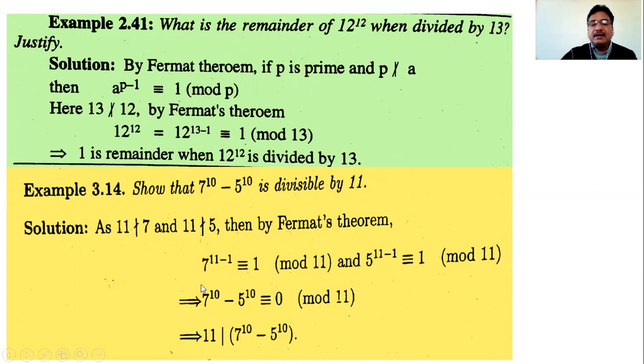And then taking the subtraction: if a is congruent to b modulo n and c is congruent to d modulo n, then a minus c is congruent to b minus d modulo n. So 1 minus 1, that is 0 modulo 11, and therefore 0 is the remainder, so this number is divisible by 11.